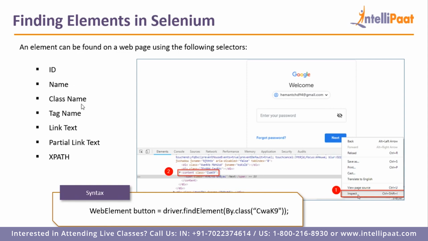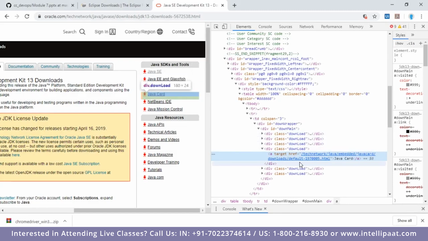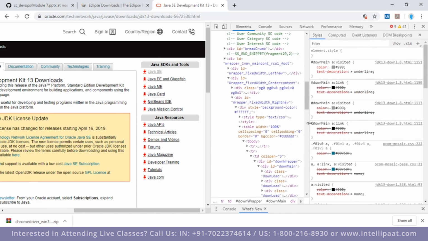It could be that none of them are there. It could be there's no ID, no name, no class name, tag name, link text, or partial link text, which you can see is the case over here where you don't have any ID or something like that. In those kinds of cases, you need to go for the XPath.